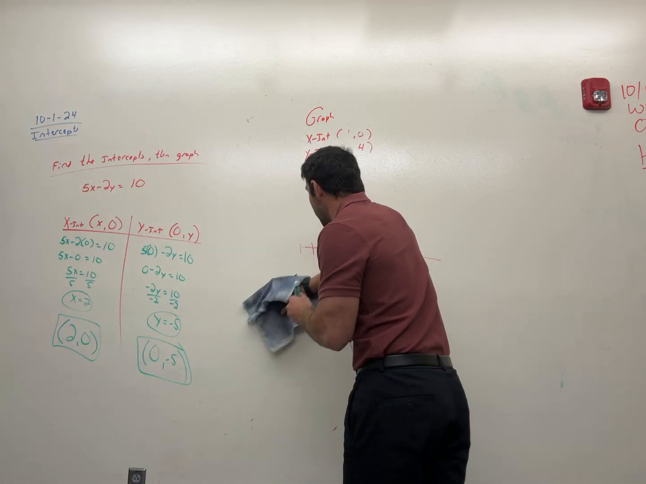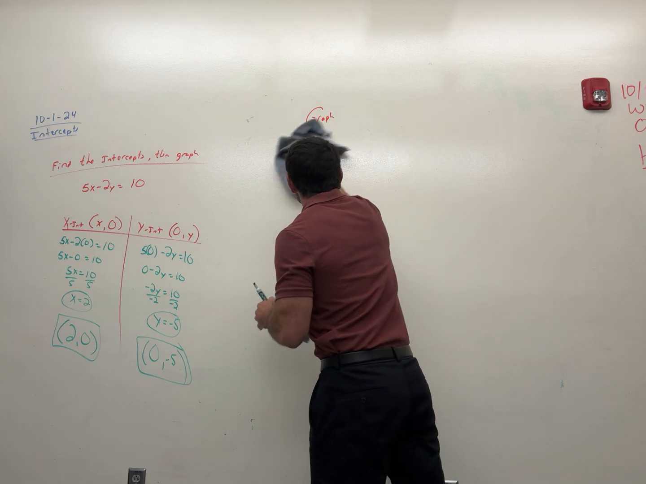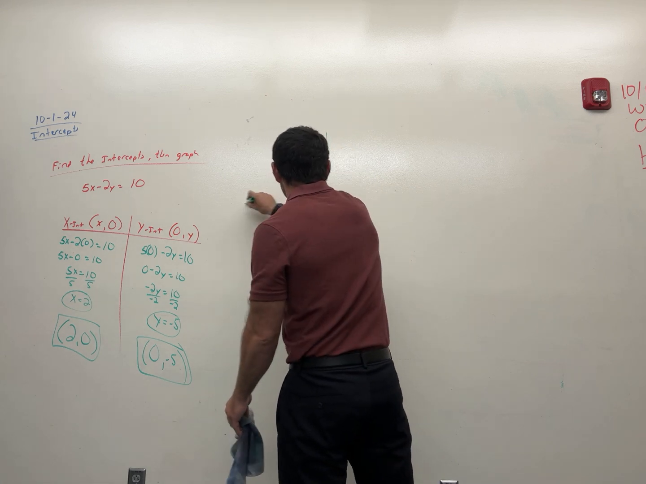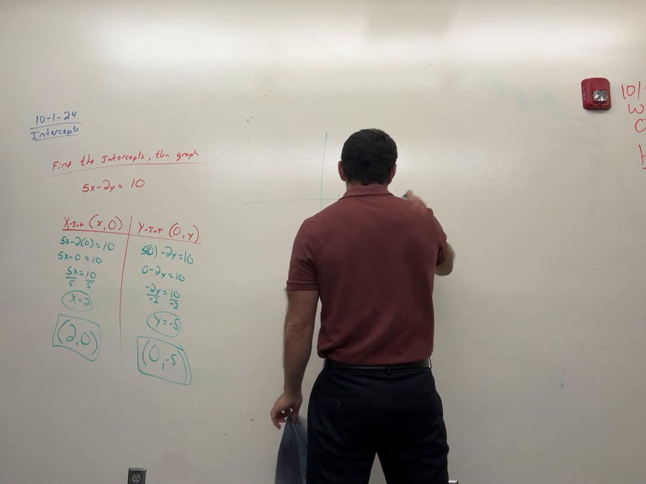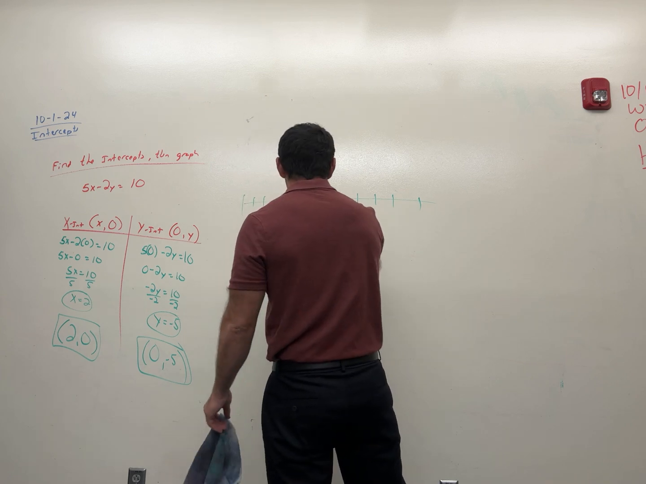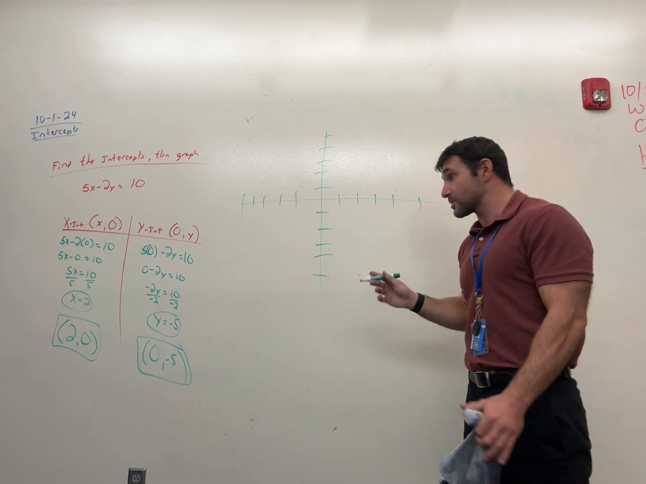So now when we graph this, we come up here, we do this. 1, 2, 3, 4, 5. When we graph these, both of these should be on an axis.